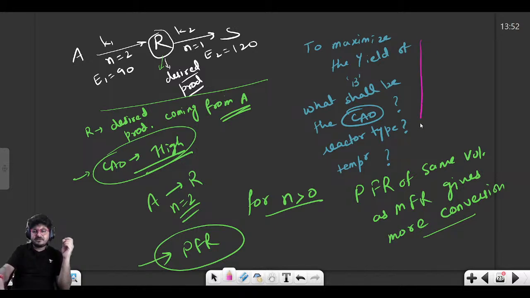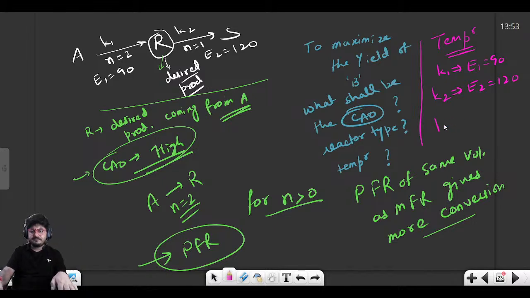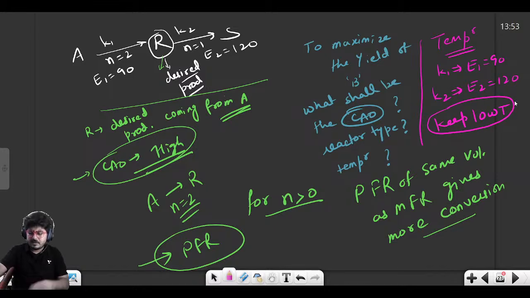And about the temperature, if you see, for the first step K1 the activation energy is 90. For the second step K2 the activation energy is 120. So obviously we have to keep low temperature. This is your third point. So: high concentration CA0, PFR and low temperature.